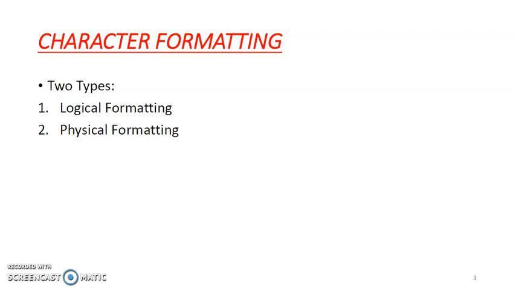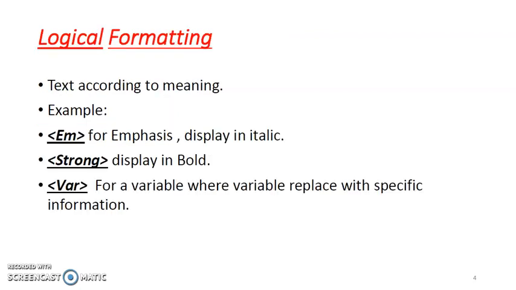Now what is the meaning of logical formatting? It describes how the text is being used. And the second one is physical formatting. It controls how to format the text. I will explain one by one. Your first is logical formatting. As the name suggests, logical means formatting the text according to meaning.